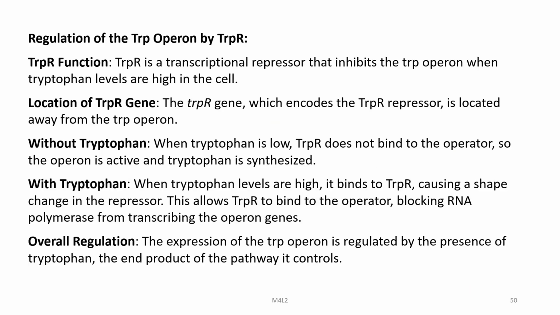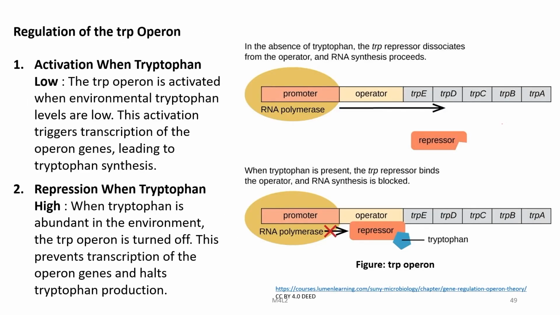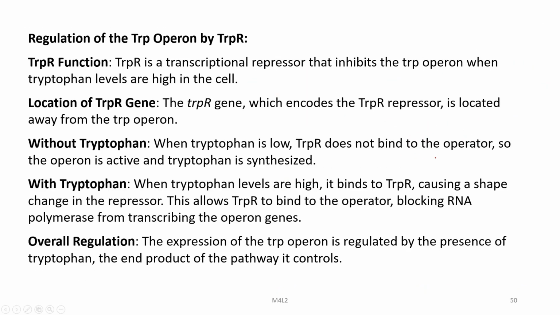So, the TrpR function: TrpR is a transcriptional repressor that binds the trp operon when tryptophan levels are high in the cell, and the trpR gene encoding the TrpR repressor is located away from the tryptophan operon. So, this is not a part of the tryptophan operon. This repressor gene, which is encoded by the trpR gene, is located away from the tryptophan operon.